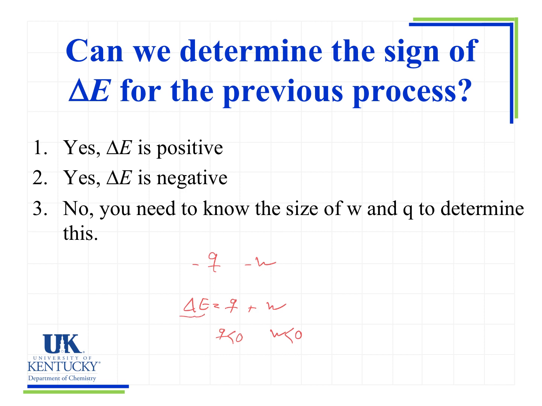So we don't need to know how much work or how much heat was transferred. As long as we know they're both negative and delta E is the sum of heat and work, the sign for the delta E is definitely negative.